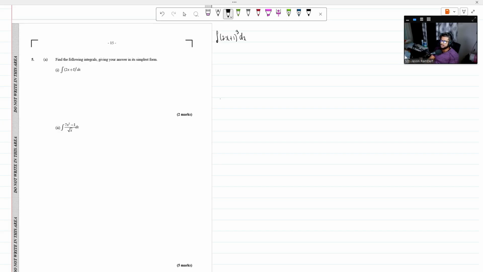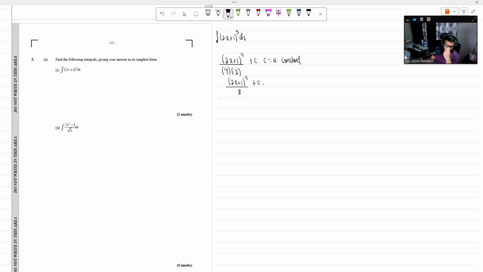So what I'm going to do, I will treat the middle like a variable. So I'm going to get 2x plus 1 to the power 4 divided by 4. And along with the denominator, I must attach the differential of the brackets, which is 2, plus c, where c is a constant. This is going to be 2x plus 1 to the power 4 divided by 8 plus c.